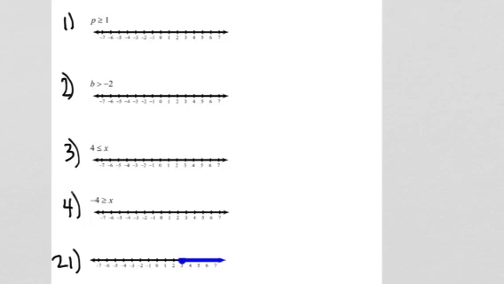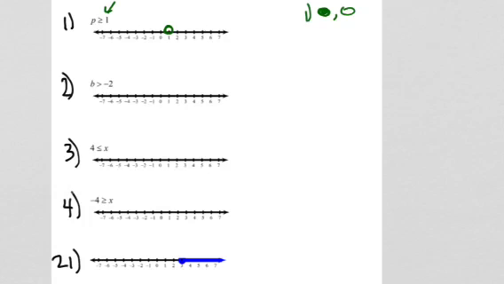Alright, so if you go back to your notes, your steps would be, step number 1, we're going to put in a circle. So we're going to either put a closed circle or an open circle. And we're going to put it at the number 1. And the reason we're putting it at number 1 is because of the answer right there. So I'm going to find the number 1.